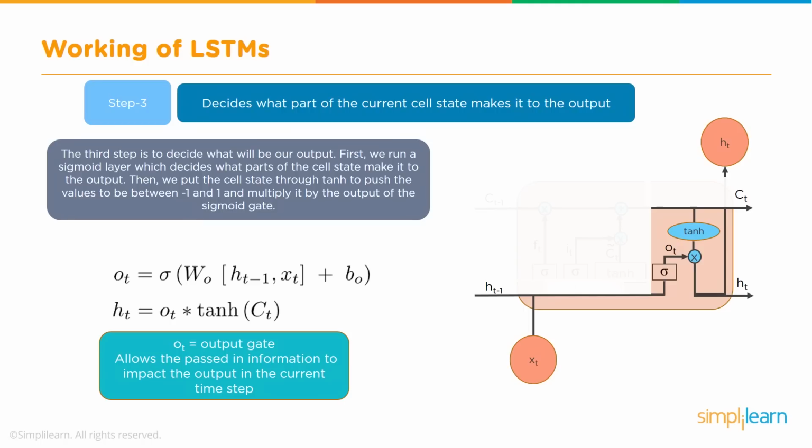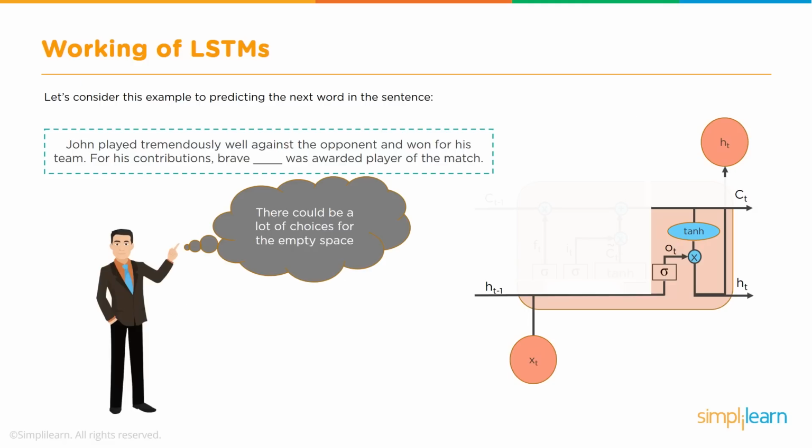The h of t equals the o of t times the tanh of c of t. So our o of t, the output gate, allows the passed-in information to impact the output in the current time step. Let's consider an example of predicting the next word in a sentence. John played tremendously well against the opponent and won for his team. For his contributions, brave blank was awarded player of the match.